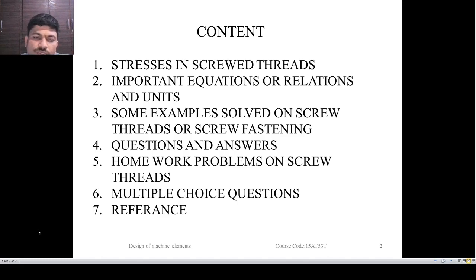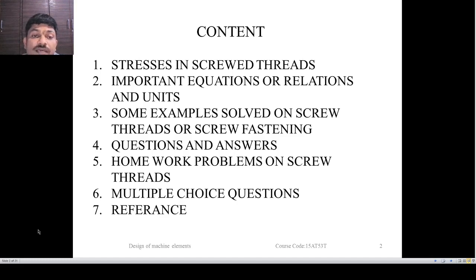screw threads. In the first one, that is the designing for tensile stress, it means when the nuts and bolts or screw fasteners are subjected to tensile loading, a tensile stress is induced in the material of the bolts. This is the intensity of an internal resisting force offered by the material, which we simply call stress.